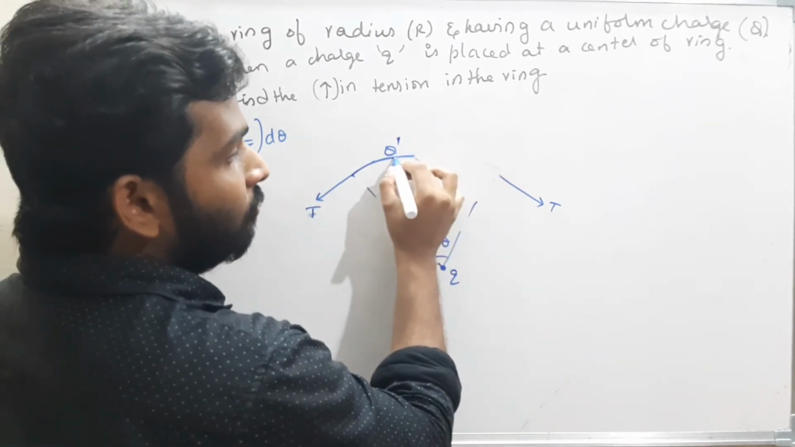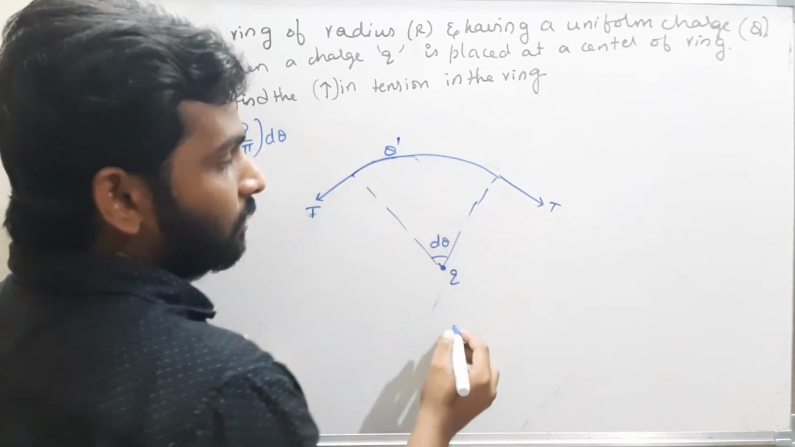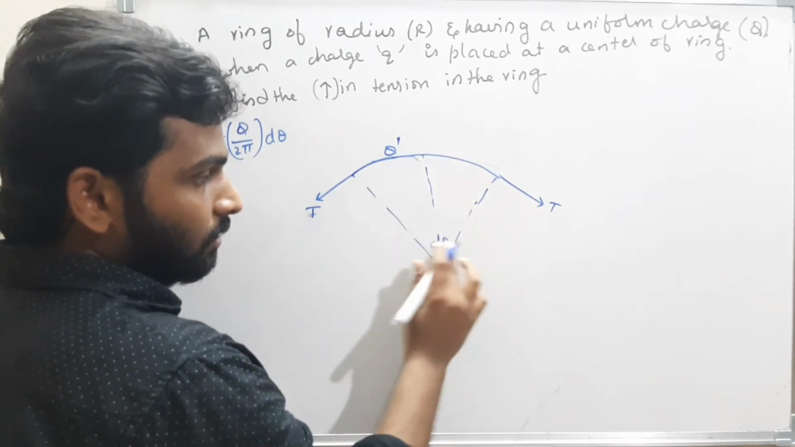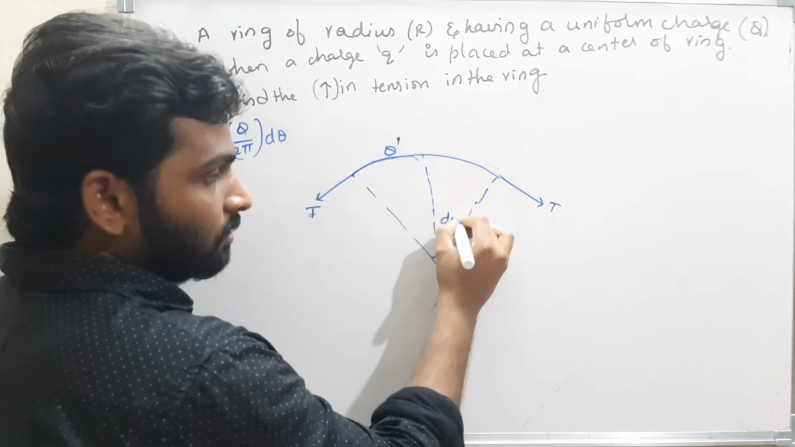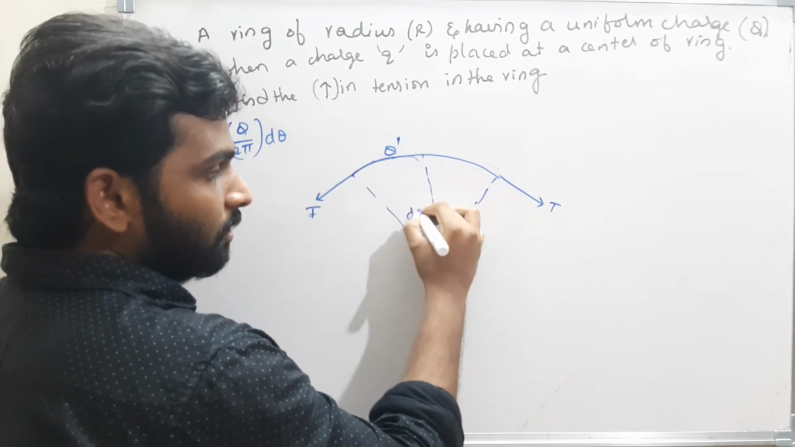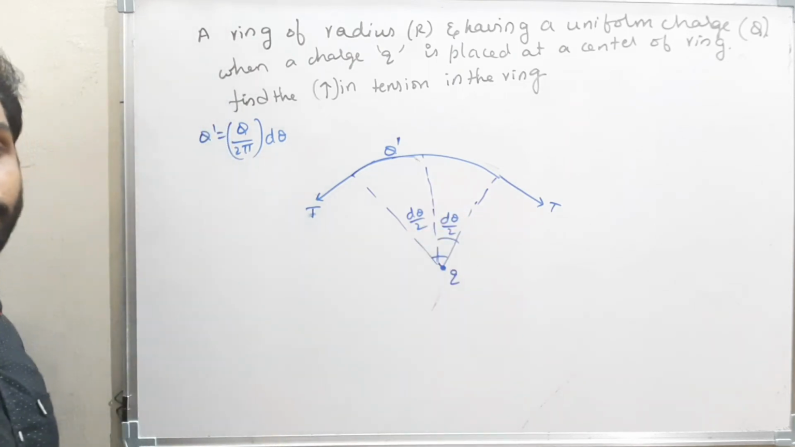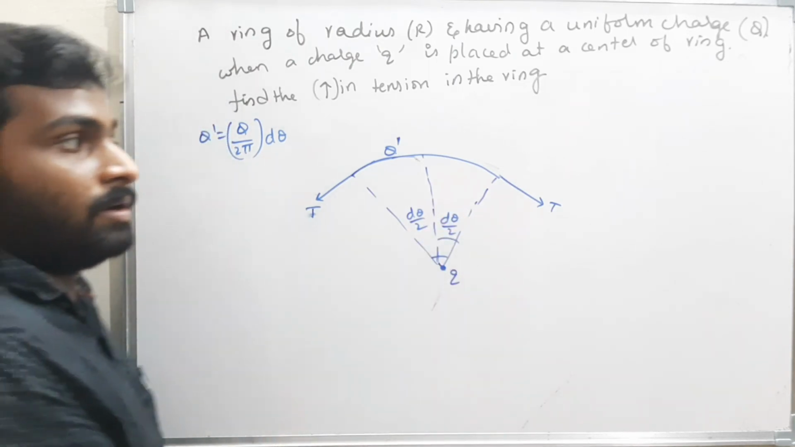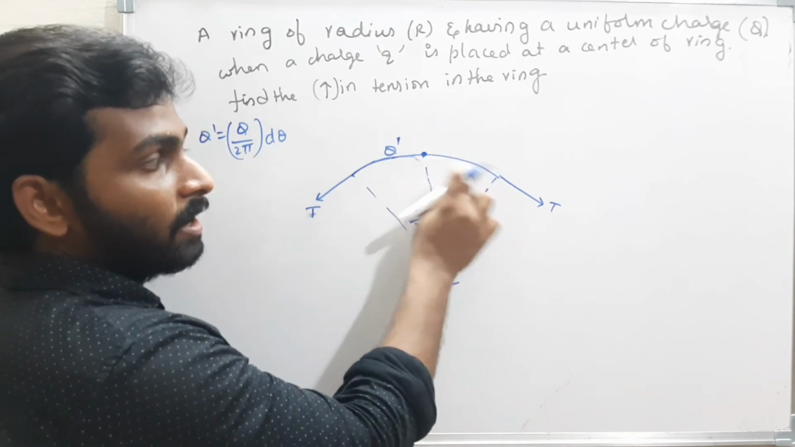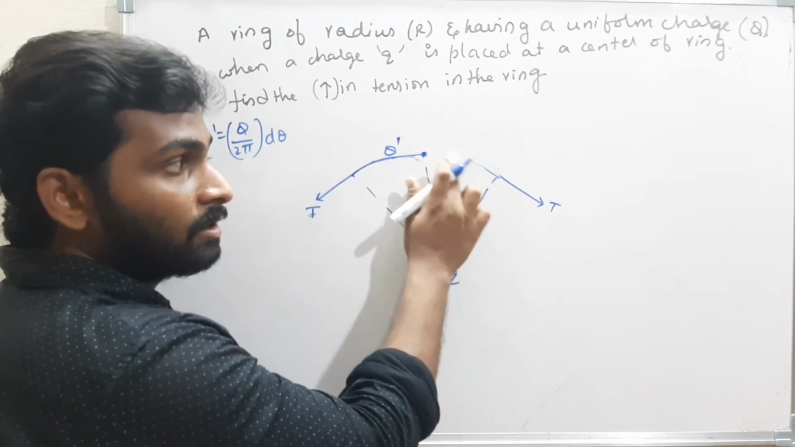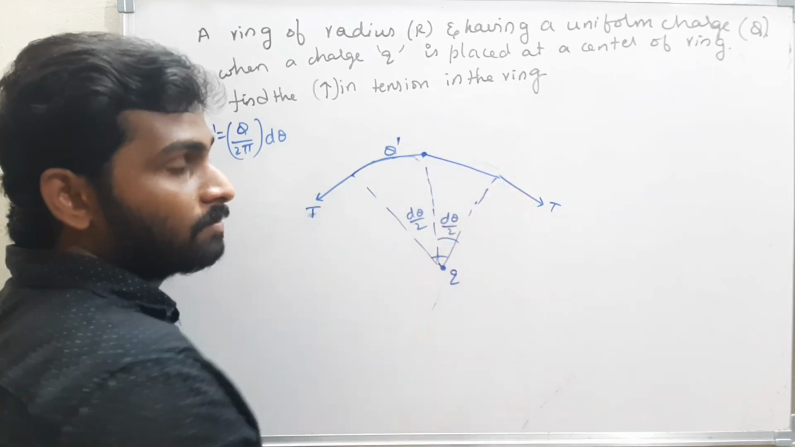Now how I am resolving the components, observe carefully. Now if this is d theta, then half will be d theta by 2, and this will be d theta by 2. Now see here, if this is a small one from the center, this won't look like an arc, this will look like a straight line.